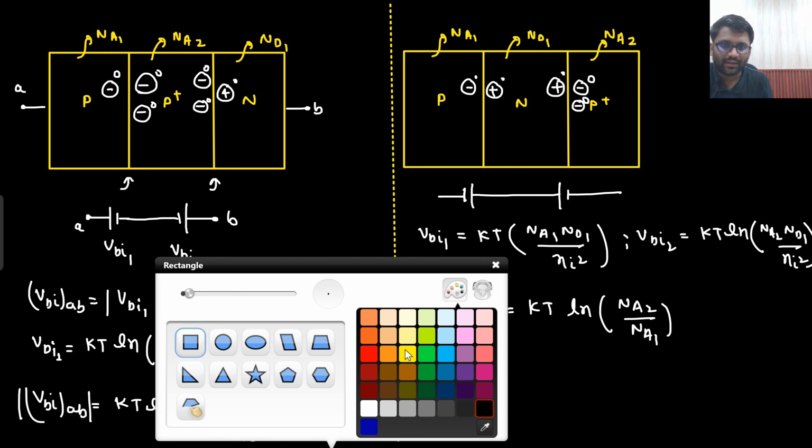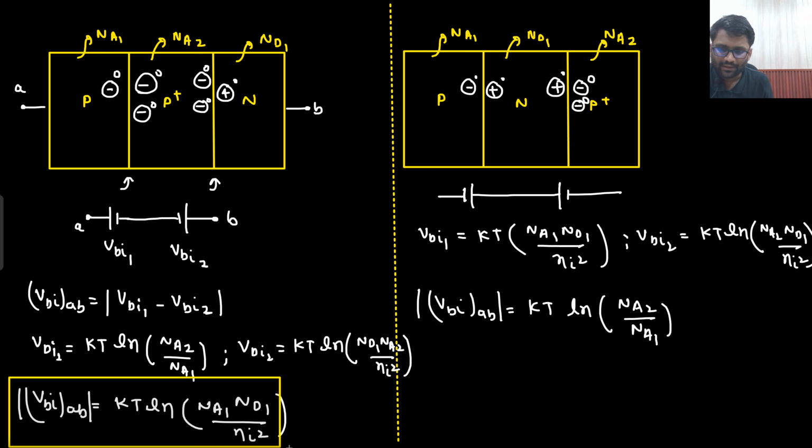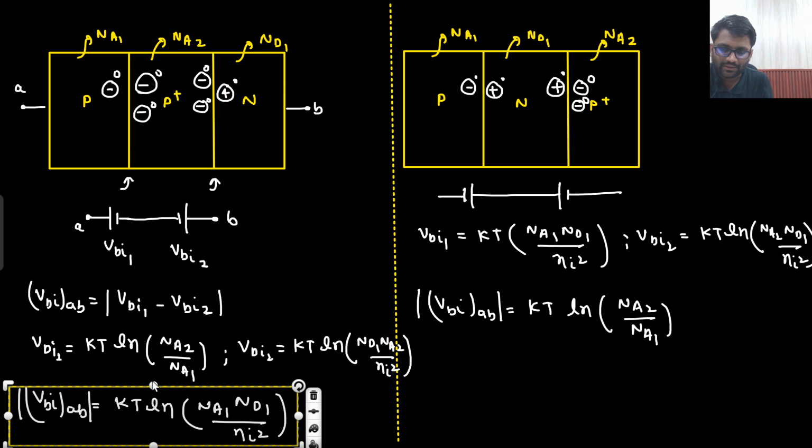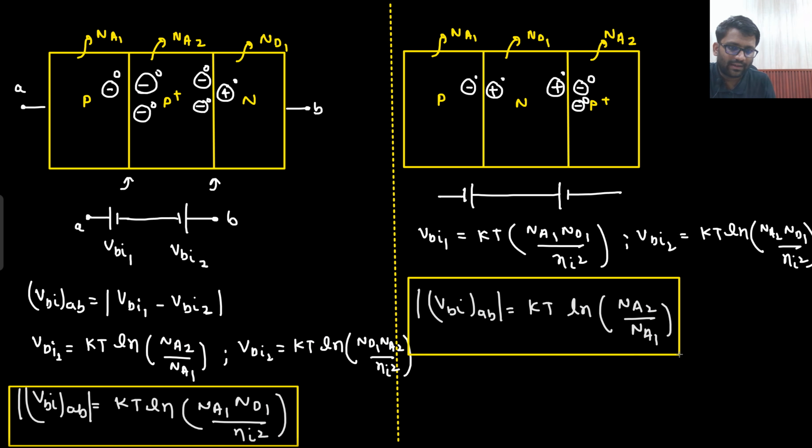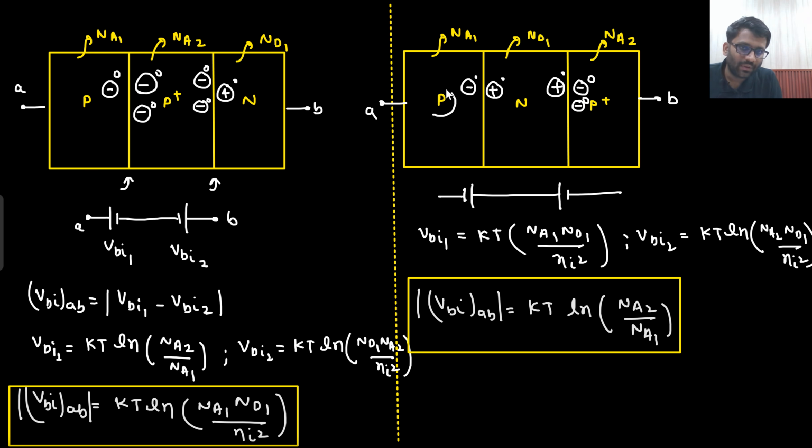Whatever the answer that you are getting, look at them in a careful manner. KT ln Na1 Nd1 divided by Ni square. KT ln Na2 by Na1. Here you are calculating the built-in potential between these two nodes. Node A is connected to P and node B is connected to P plus. In the final answer, what you are getting? Na2 divided by Na1. Node A is connected to P, node B is connected to N. In the final answer, what you are getting? Na1 Nd1 divided by Ni square.